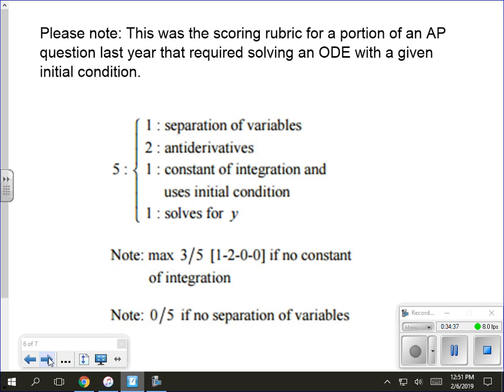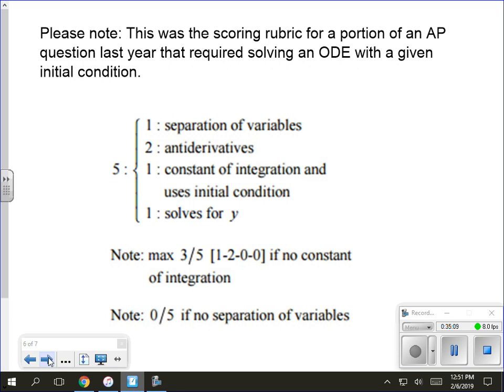That's a big one. You get 1 point for separating the variables: y dy on one side, x dx on the other side. You get 2 points for the antiderivatives, 1 for your y antiderivative and 1 for your x antiderivative, each if you do them correctly, obviously. You get 1 point for plus c, that's the constant of integration. And plugging in the initial condition, you get 1 point for getting y equals as your final answer.